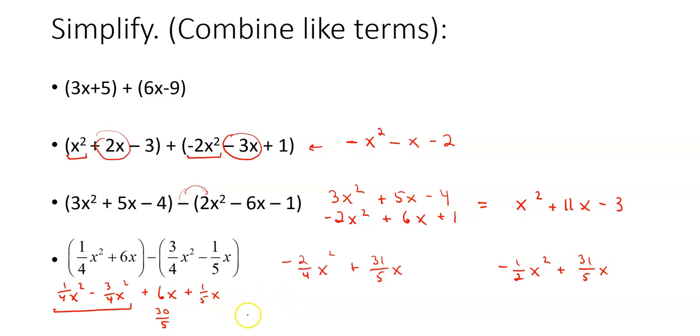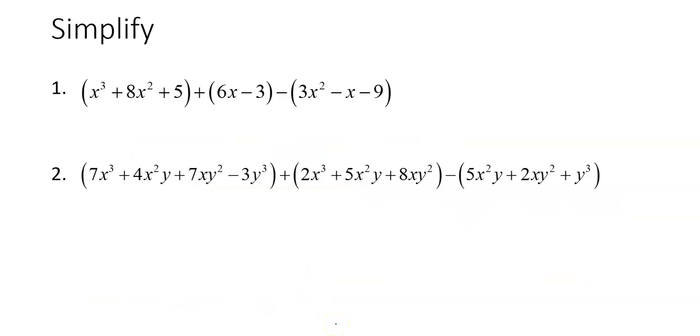The other thing I could have done is if you look back at my 6 and my 1/5, 6 plus 1/5 is 6 1/5. And if you remember that old trick, 5 times 6 is 30, plus 1 is 31. So I could have made it a mixed number, then converted it back to a fraction.